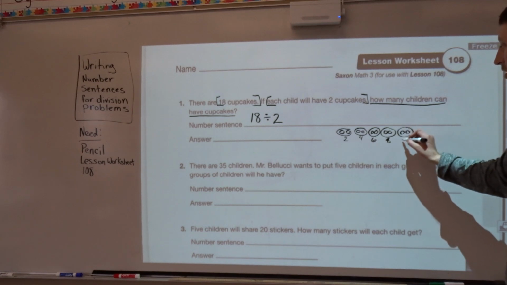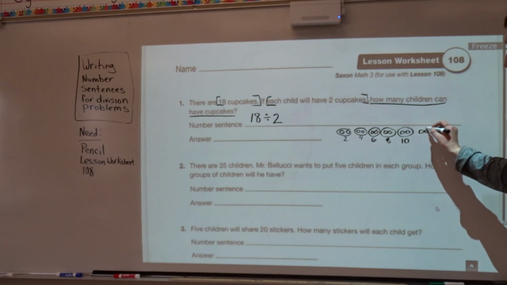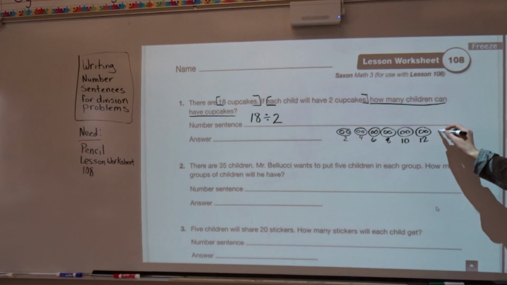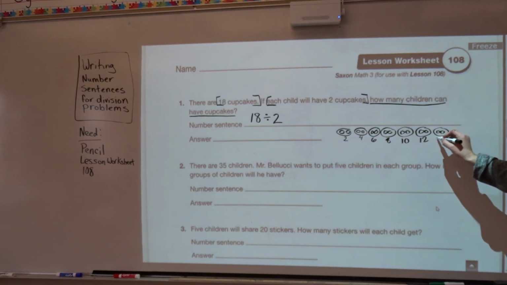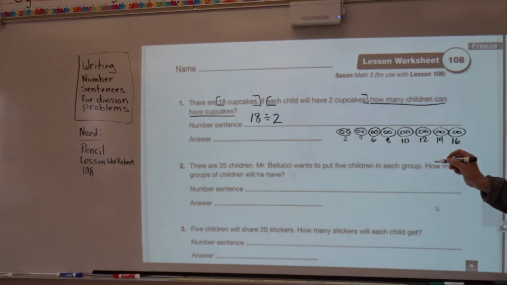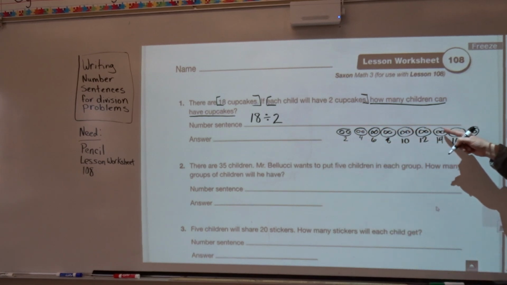10 cupcakes makes 5 groups. 12 cupcakes makes 6 groups. 14 cupcakes would make 7 groups. 16 cupcakes would make 8 groups, and then I need 2 more to get to 18 here. So 18 cupcakes would make 9 groups. 1, 2, 3, 4, 5, 6, 7, 8, 9.